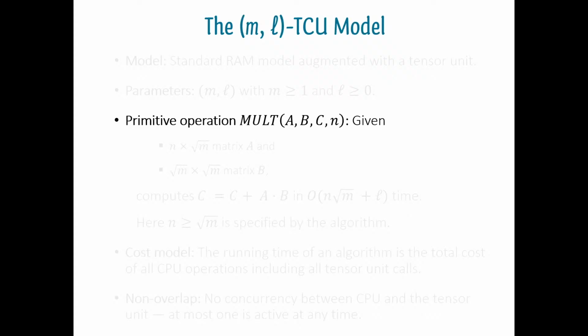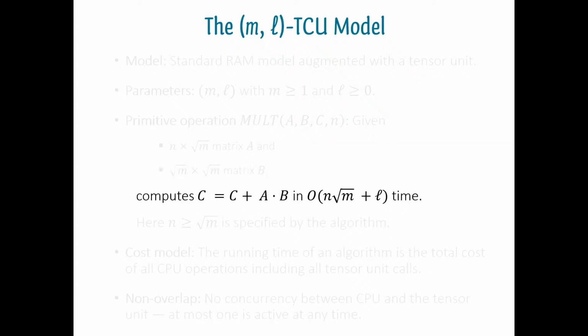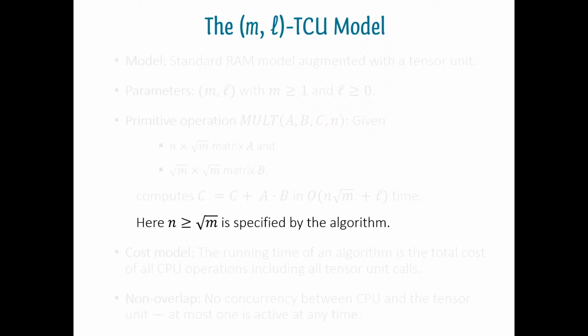The primitive operation is multiply, mult AB: two matrices A and B, and put the result in C. A is the left matrix, that is n times square root of M, and the right matrix is a square matrix, square root of M by square root of M. It computes C equals C plus A times B in O of n times the square root of M plus L time. Here, n, which is at least square root of M, is the only parameter given by the algorithm itself.